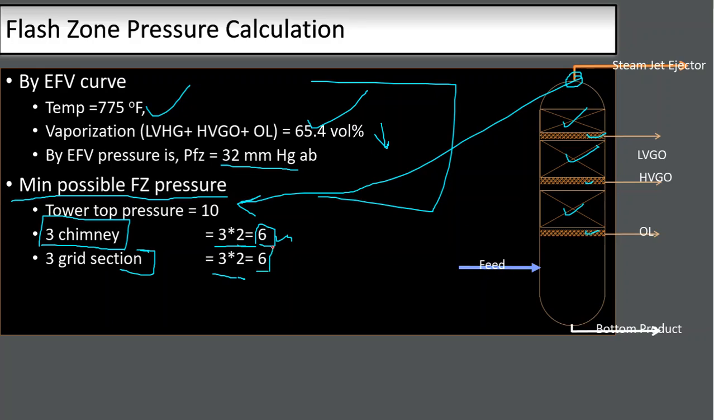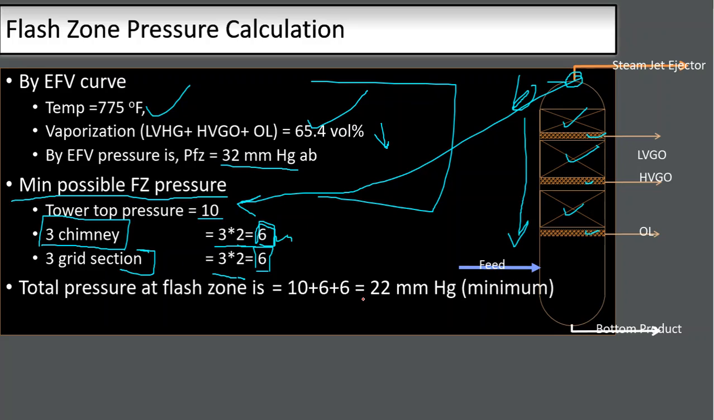So 6 mmHg pressure drop for the grid sections, 6 mmHg pressure drop for the chimney trays, and the pressure at the top is 10. We have to add all these pressure drops: 6 plus 6 is 12, plus 10, that comes to 22 mmHg. This is the minimum pressure possible in the flash zone, but we have calculated our pressure is 32 mmHg. That is the important thing.